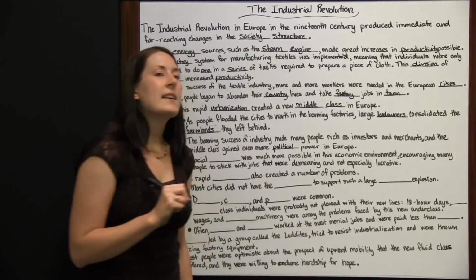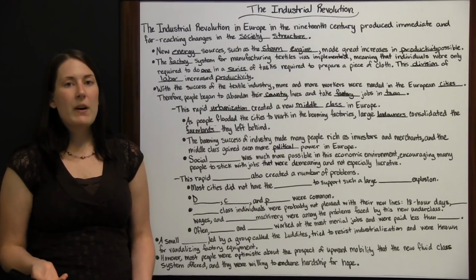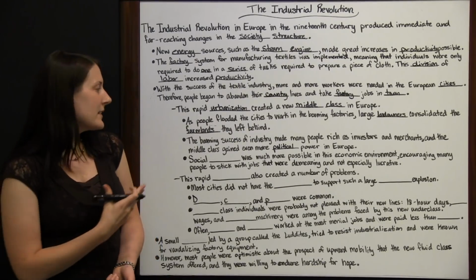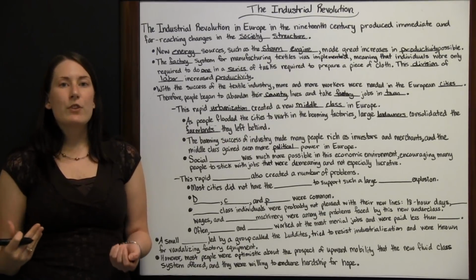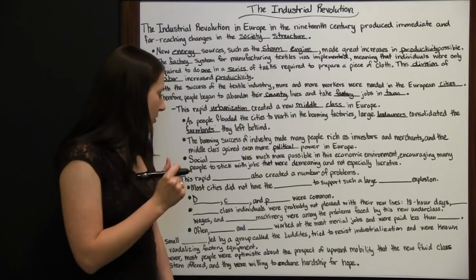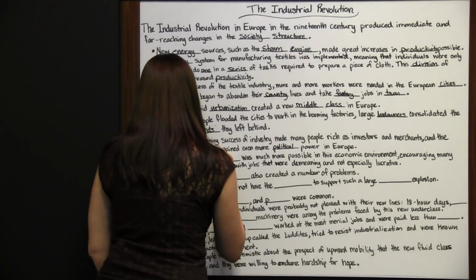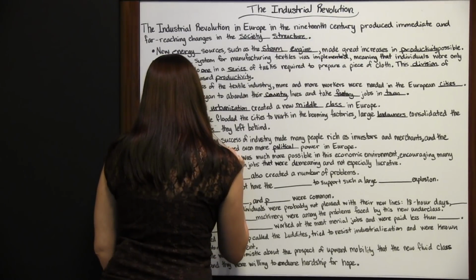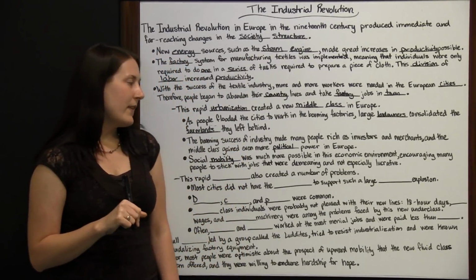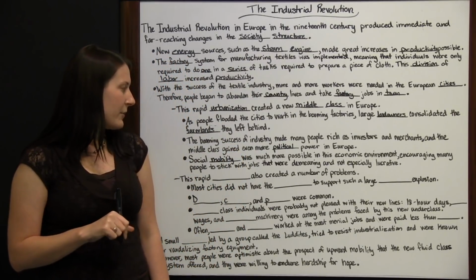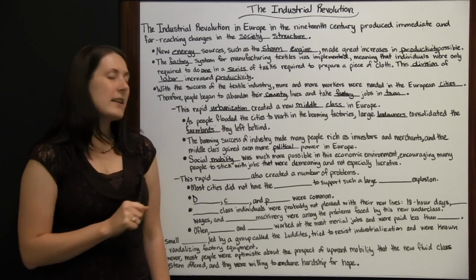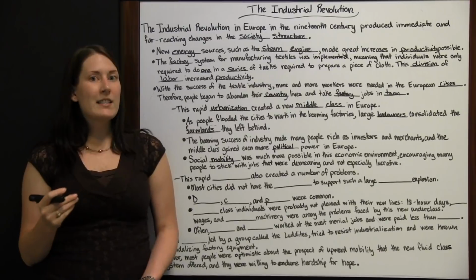So where the middle class didn't have as much political power because they weren't as wealthy as the upper class citizens, now the middle class was becoming richer and it was gaining more political power. Social mobility was much more possible in this economic environment, encouraging many people to stick with jobs that were demeaning and not especially lucrative. Well, social mobility is the idea that you can move from one class to another.